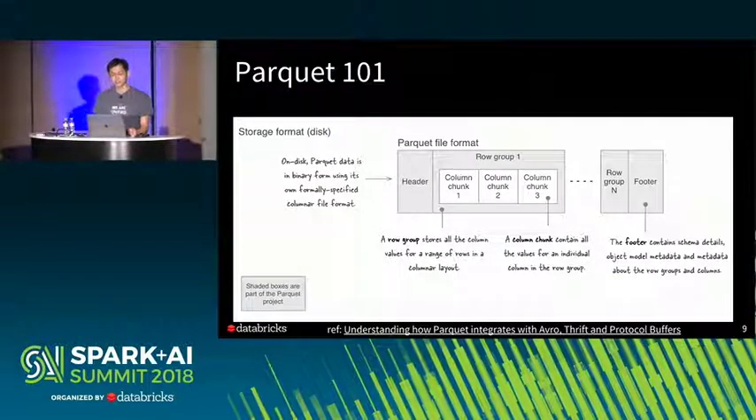Before we start, let's have a quick overview. Parquet is a columnar data representation. Hierarchically, a Parquet file consists of one or more row groups. A row group contains exactly one column chunk per column. The footer contains schema details and metadata about the row groups.